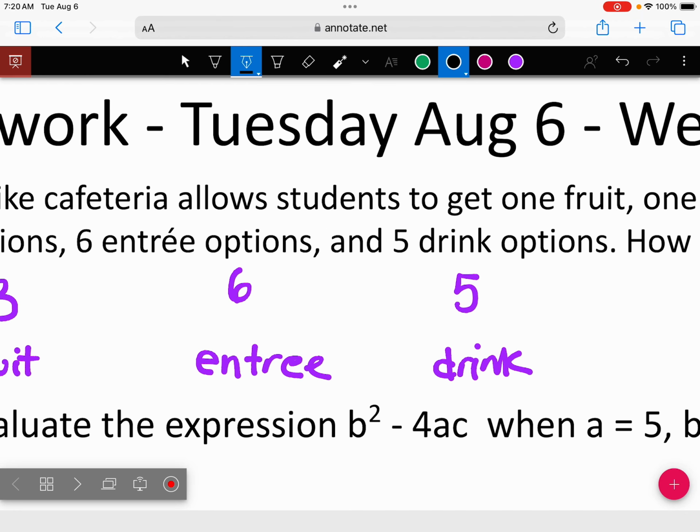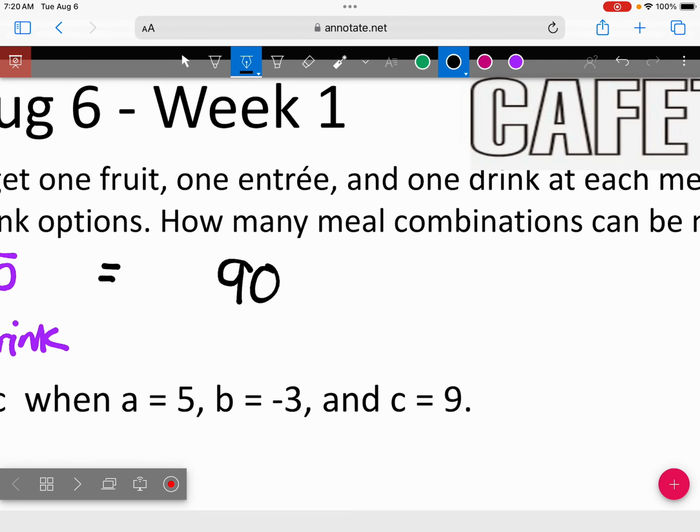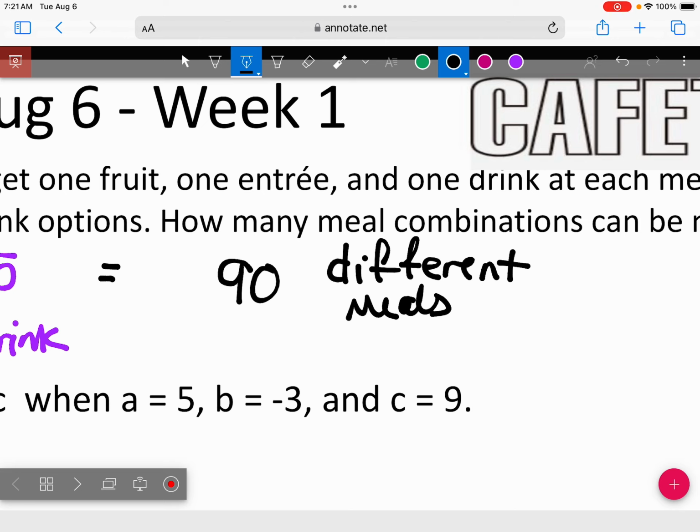90. Because we're going to take our 3 times our 6 times our 5. All we got to do is multiply them together. So we have 90 different meals. 90 different combinations. I should write meals just so we're clear. 90 different meals. So that's all we need to do with those ones. We're just multiplying how many there are. And again, I said we will practice that a couple more times because we didn't really get through much practice on it yesterday. We kind of just talked it through. So the fact that we figured that out, super happy with, super proud of.